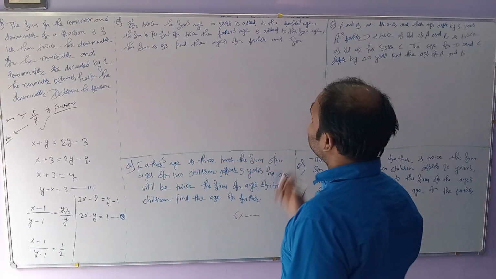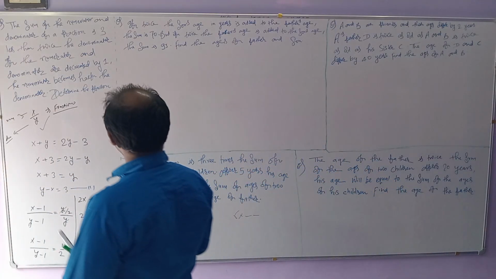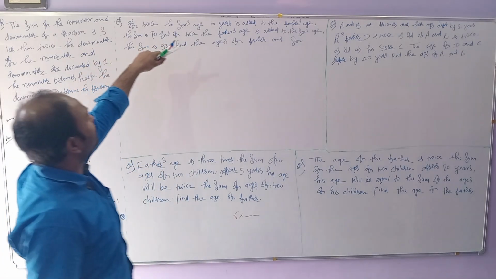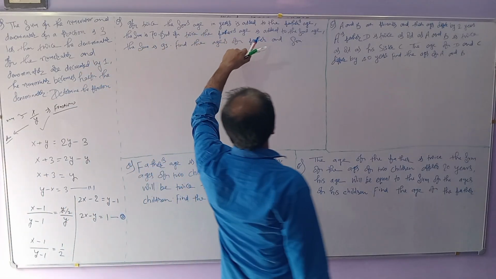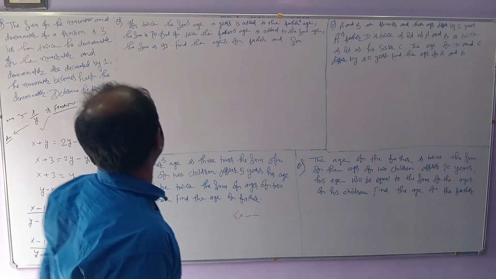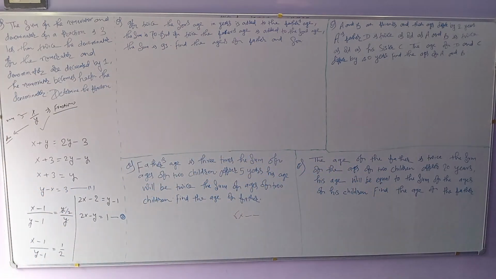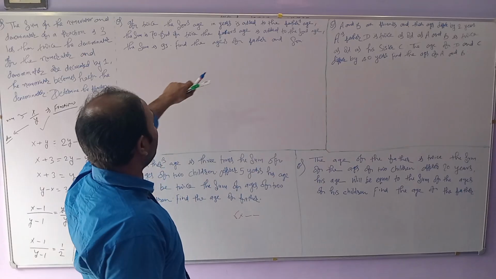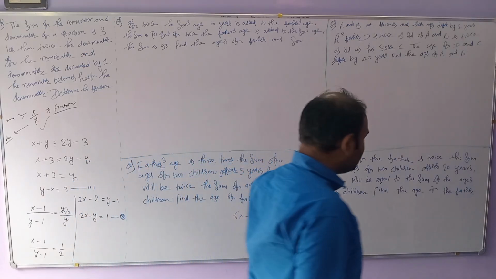In another question: if twice the son's age in years is added to the father's age, the sum is 70. But if twice the father's age is added to the son's age, the sum is 95. Find the ages of the father and son.